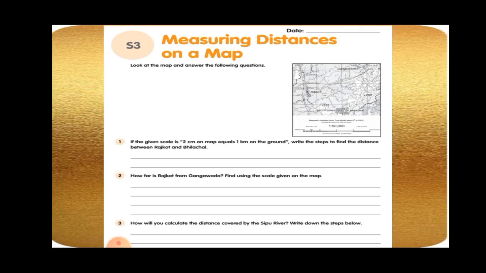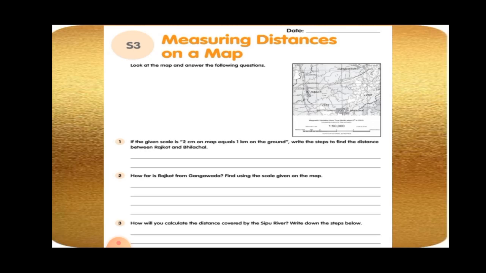Now, question number 2. How far is Rajkot from Gangawada? Find using the scale given on the map. So, the scale that is given on the map is 2 centimeter is equal to 1 kilometer. Then, calculate the distance. So, it will come 3 centimeter. It means 1.5 kilometer. Now, question number 3. How will you calculate the distance covered by the Sipu river? Write down the steps below.